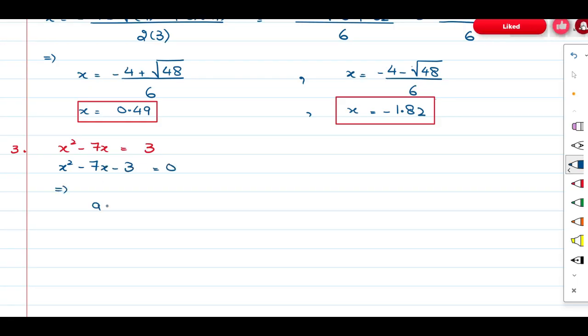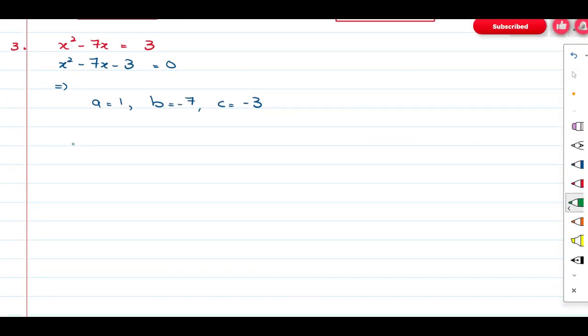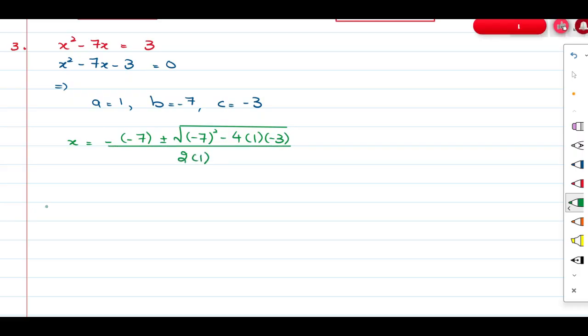Now you can guess what your a is, what your b is, and what your c is. Negative 3, right? Now we can easily apply the quadratic formula and figure out the roots. x equals negative of the b value plus minus the square root of b square minus 4ac, everything divided by 2 times a. Okay, now here x equals 7 plus minus root 49. Negative times negative is positive. 3 times 4 is 12, and divided by 2.